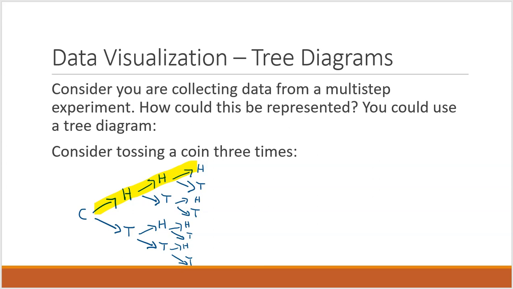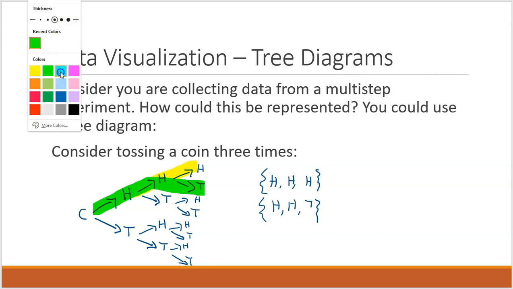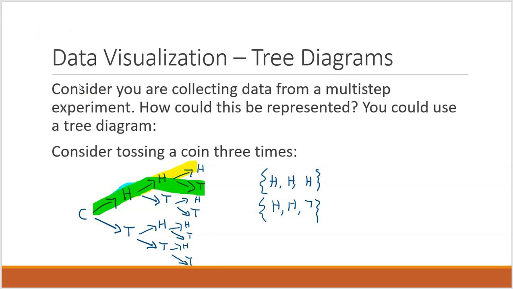In the first instance, you could have something like heads, heads, heads. Then on the second one, the outcome could be heads, heads, tails. On the third one, you could have heads, tails, and heads. And it could go on. So you could have 1, 2, 3, 4, 5, 6, 7, 8 different types of outcomes, and a tree diagram is just another intuitive way of representing it.